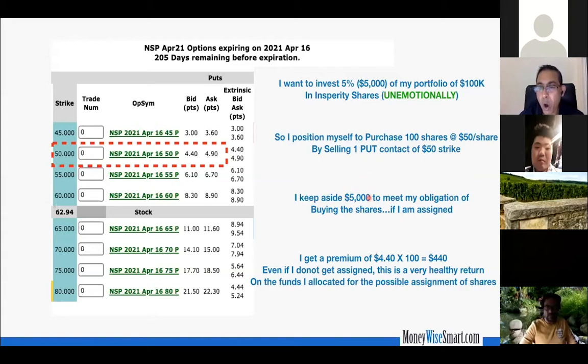And on that $5,000, I treat this as if I have already invested it, though I will only need it if the share price comes down to 50 and if the holder of this particular option exercises the option. So I have to fulfill my obligation of buying it. And by doing that, I get a premium of $4.40 multiplied by 100. The multiplier is $440. So even if I don't get assigned, this is a very healthy return on the funds which I have allocated for the possible assignment, which is these $5,000.